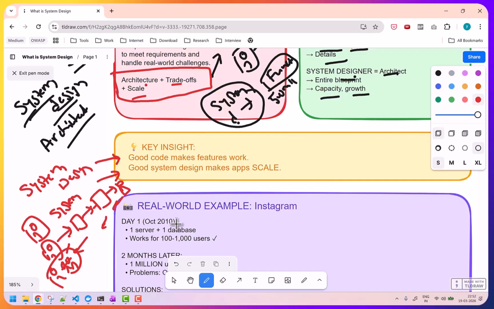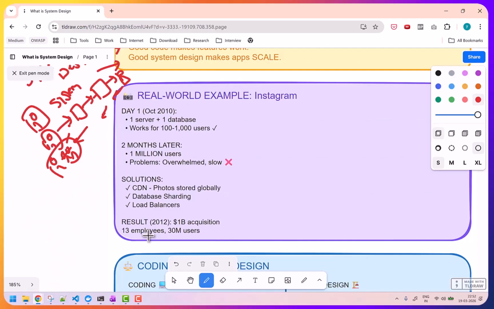People will get confused. Every developer starts thinking that they are also doing system design, but that is not the system design which he is doing. System design will come into picture when you think of scale, how to scale your application. That's where system design comes into picture.